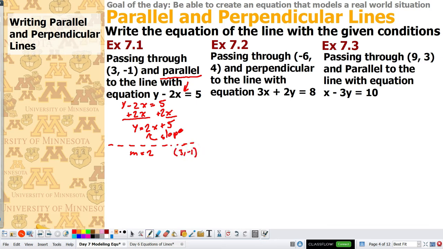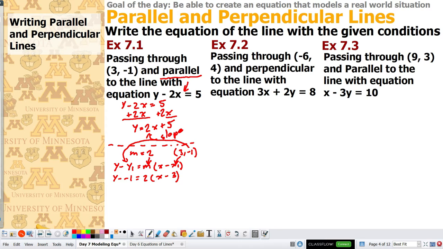And what I'm going to do is use the point-slope form that we talked about last lesson. So that's y minus y1 equals m times x minus x1. So here's my x, I can put that in there. My y, put that in there. And my m, my slope, I put that in there. So we have y minus -1 equals 2 times x minus 3. So technically there's my equation. It's in point-slope form.